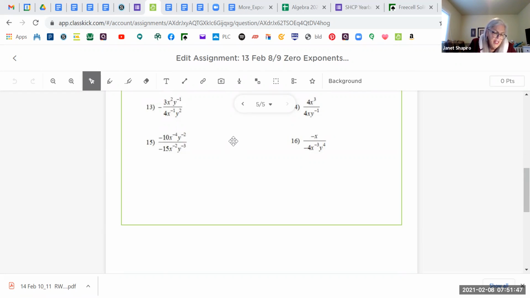Okay. I have a negative divided by negative, so that's positive. 10 and 15, I can reduce them both by 5. So I get a 2 over 3.